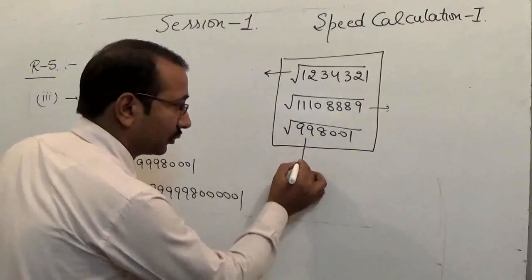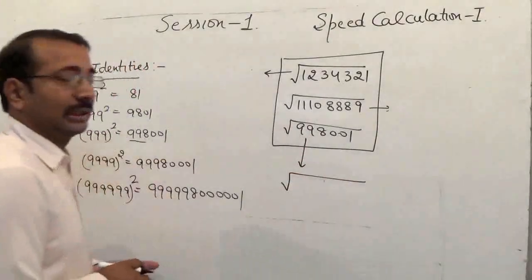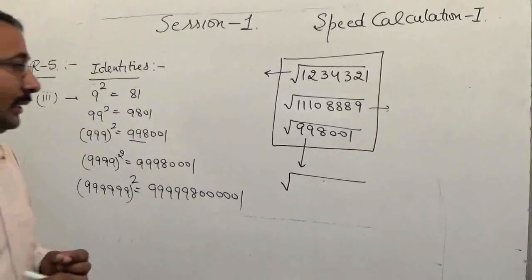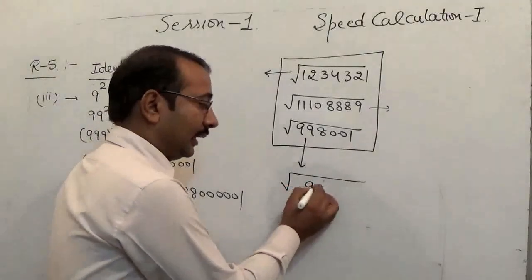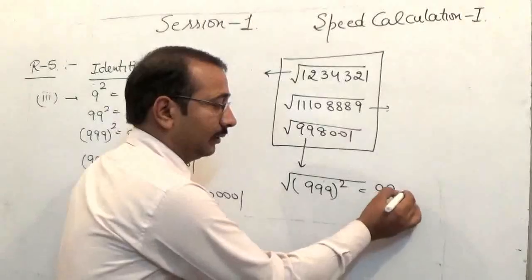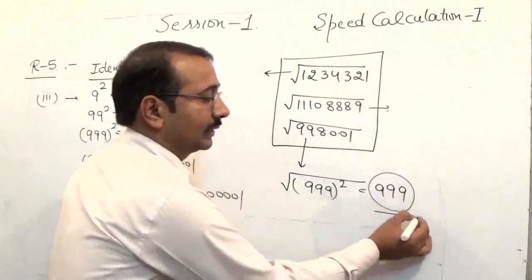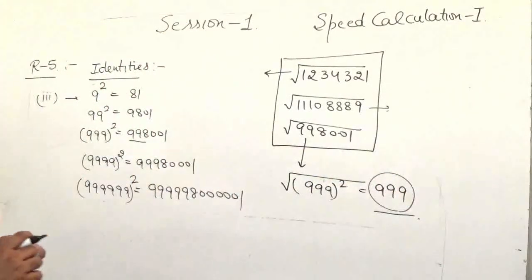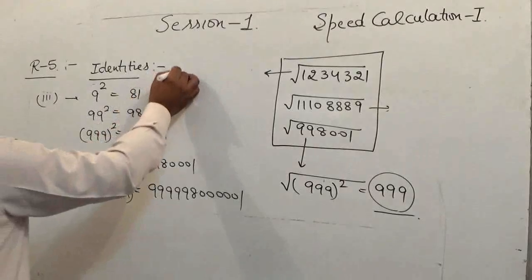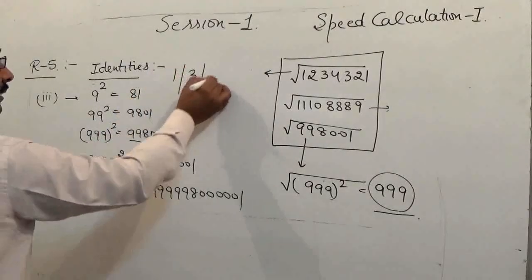Now if I look at this question, what does it state to me? 998001. It simply means I will just make it 999 square, and my answer is 999. That is our rule number 5, which talks about these three standard identities applied on the rule of 1, 3 as well as 9.